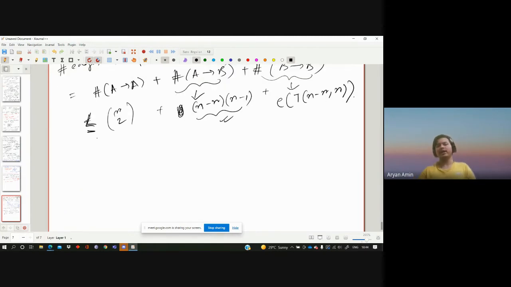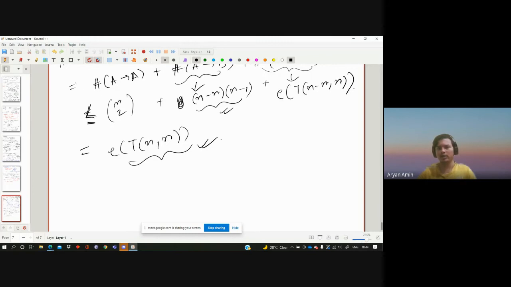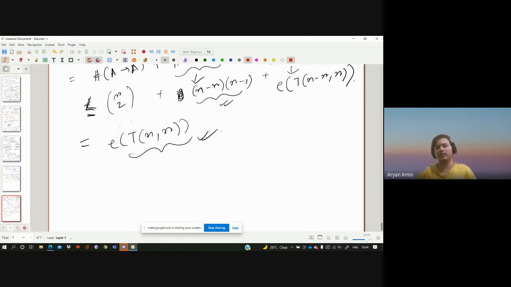Now I claim that this value is equal to e of t(n, r). Does anyone directly see why this is true? Okay, let's see. So I'm claiming that the sum of these three terms is equal to e of t(n, r).